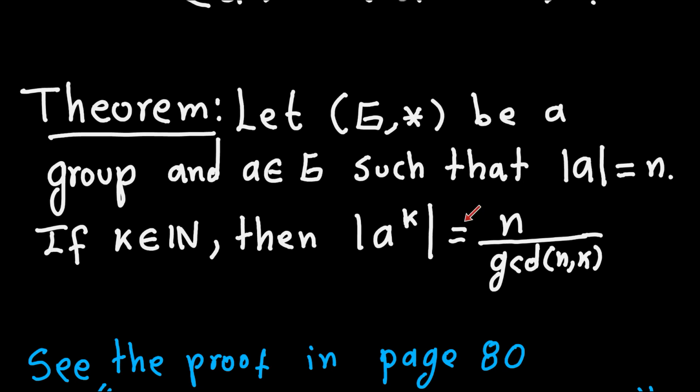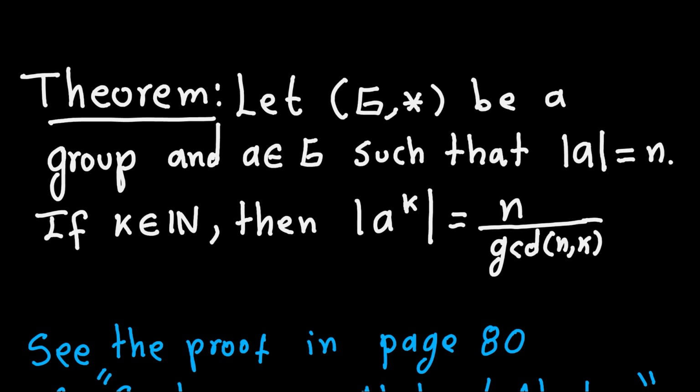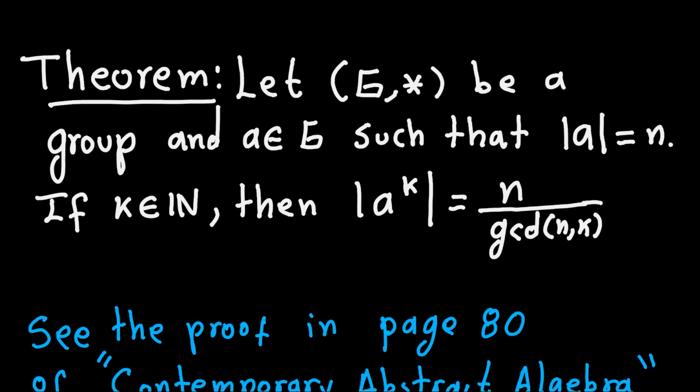Now this here is a fraction, but actually this is going to give you a natural number. The reason is that the greatest common divisor between n and k is a divisor of n. So n divided by this divisor will be a whole number. It will give you a natural number, in fact.